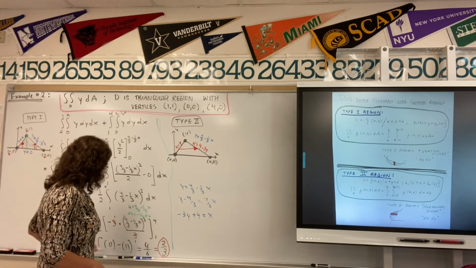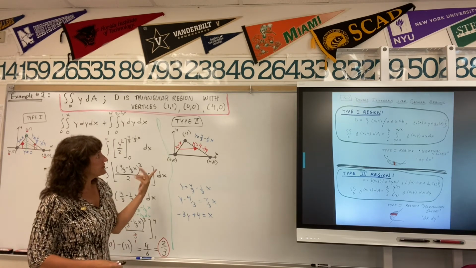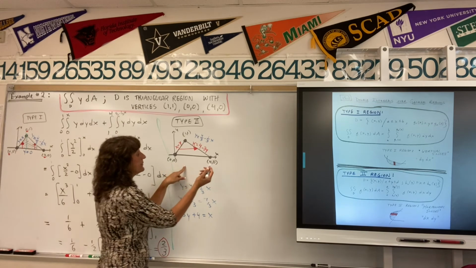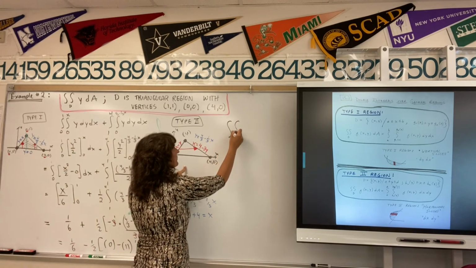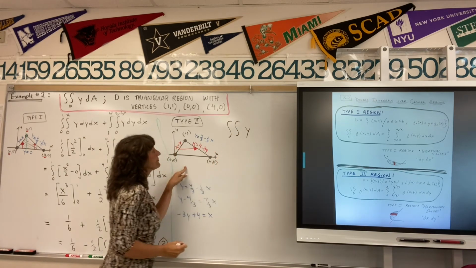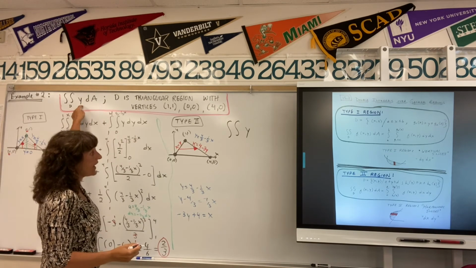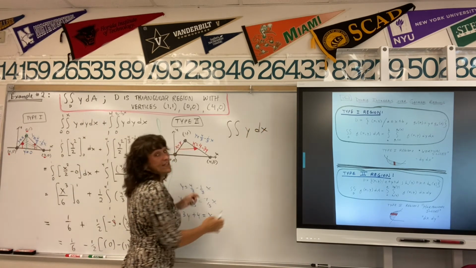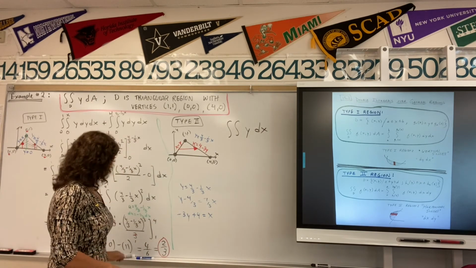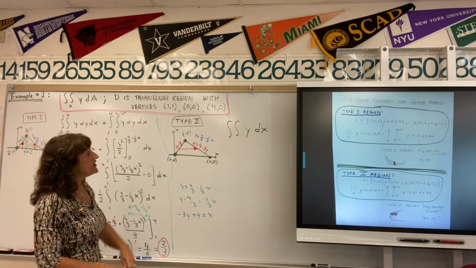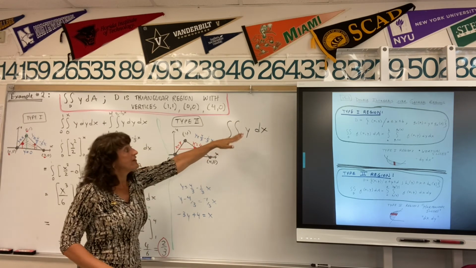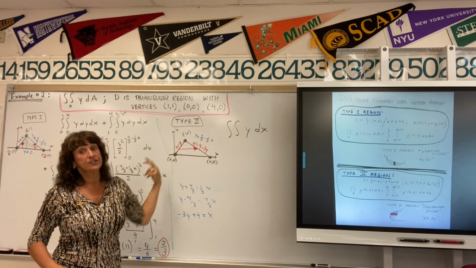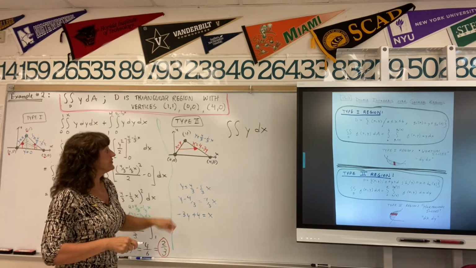All right, so let's go ahead and set up a type 2 integral. Here's your double integral, and the integrand is y. The integrand hasn't changed, it's y. Now we want dx dy here, dx for the inside bounds. So dx for the inside bounds means your inside bounds have to be x equals as a function of y.